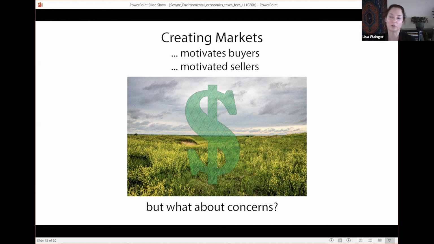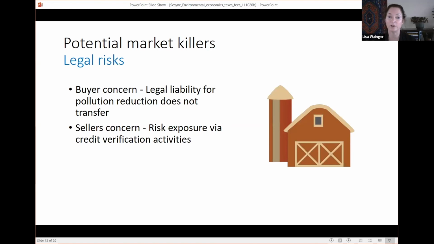But when you're trying to create these created markets, one of the problems with having regulated entities and unregulated entities is that the buyers are concerned that they're on the hook. If the people they buy the credits from doesn't do what they're supposed to do, they are legally liable for that reduction. The sellers, on the other hand, farmers, they don't necessarily want to get involved if the federal government's suddenly going to be on their back.